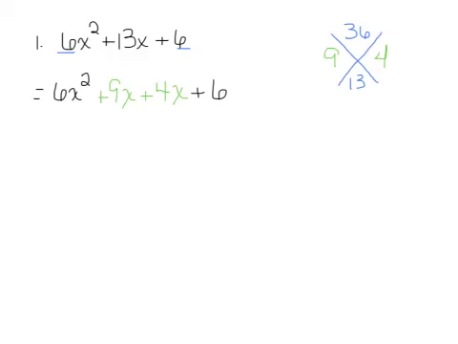So if we were multiplying two binomials out, we would get this step, and then we would go to that step. So this is kind of a reverse FOIL method. We're doing the steps of multiplication backwards.